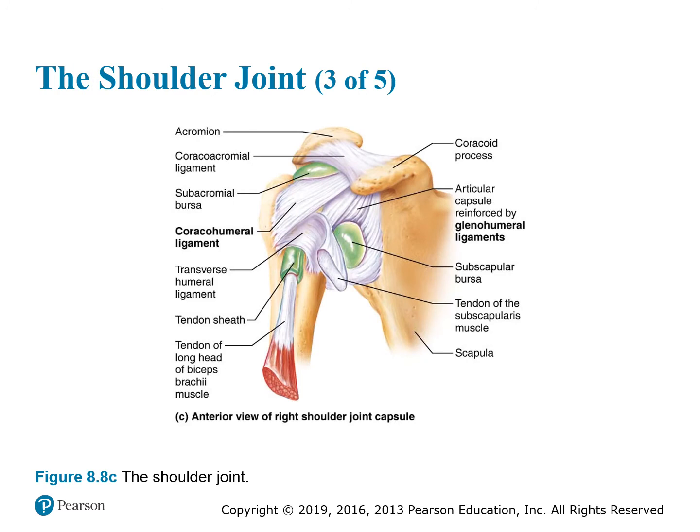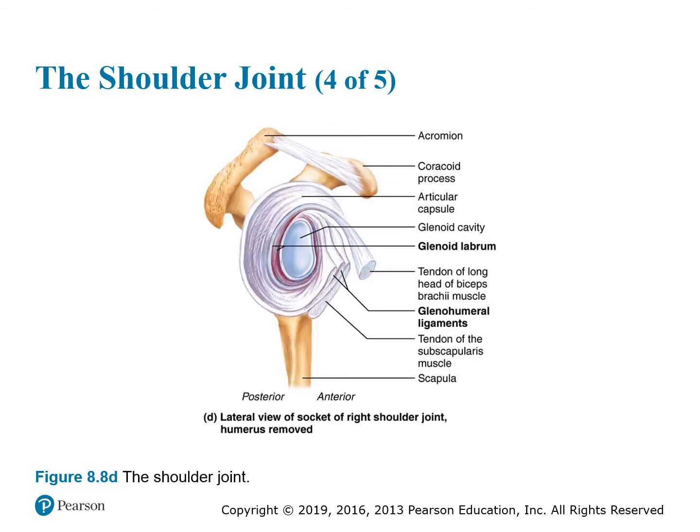Here we have your coracoacromial ligament, the articular capsule reinforced by the glenohumeral ligaments, the coracohumeral ligament, and this is the anterior view of the right shoulder joint capsule. Here is a lateral view of the socket of the right shoulder joint, where we can see clearly the labrum, giving a little bit of depth to that ball and socket joint, the glenohumeral ligaments here as well.